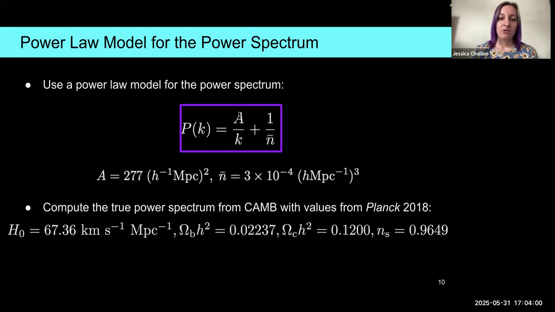So we have an amplitude A over the wave number. This is a physical piece. And then we have a shot noise term, which is 1 over the number density of galaxies. So throughout this talk, when I refer to the model power spectrum, I'm talking about this equation here in the purple box. When I refer to the true power spectrum, I'm talking about that computed from CAMB, the code for anisotropies in the microwave background.